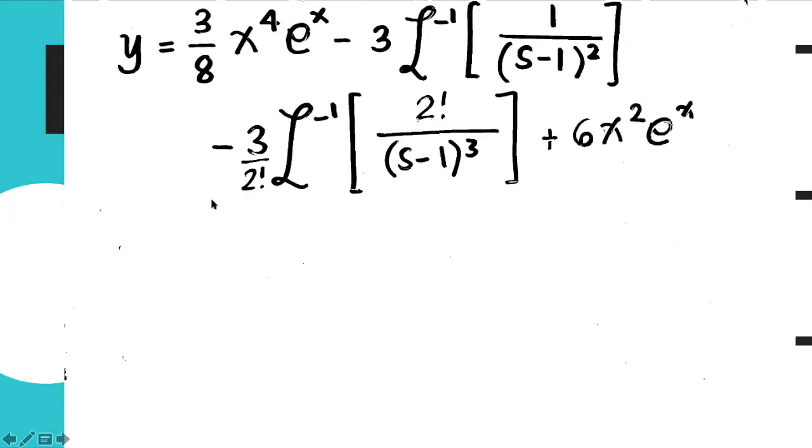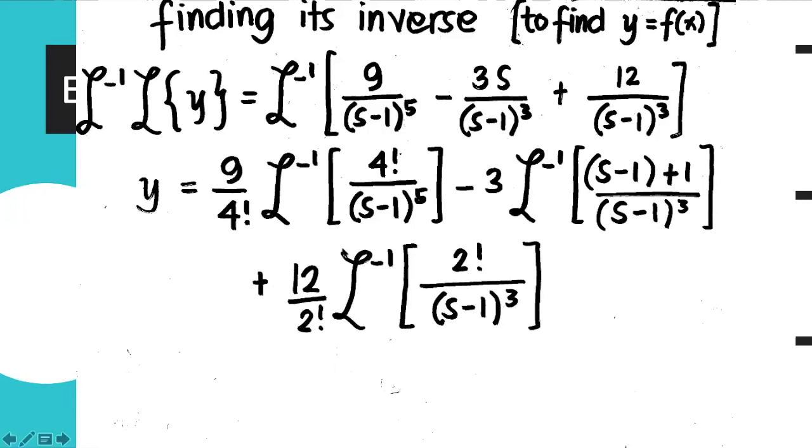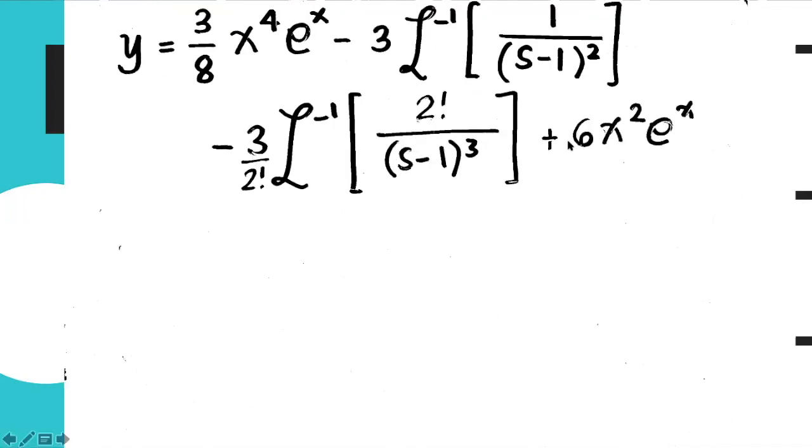Now for the last term, going back to earlier, it's 12, right? Let's go back, wait. This is it. So 12 over 2 factorial. 12 divided by 2 is 6. There, the formula is satisfied. So 6 times x raised to, what is n? 2. So 6x squared e raised to x. Okay, 6x squared e raised to x.